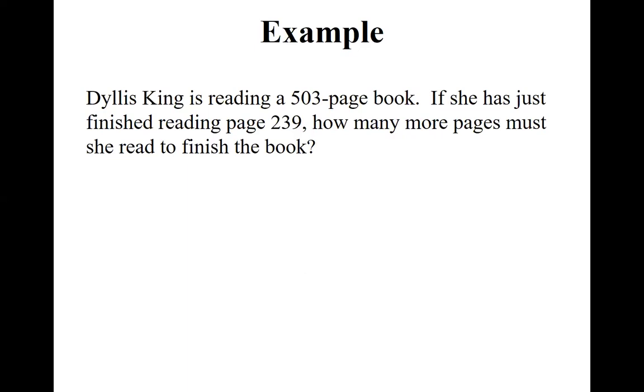Dilys King is reading a 503-page book. If she has just finished reading page 239, how many more pages must she finish to read the book? So what does she have? Well, total there's 503, but she's less 239. She's done 239 of them already. We can subtract those away from the 503. So this sets up subtraction, 503 minus 239.